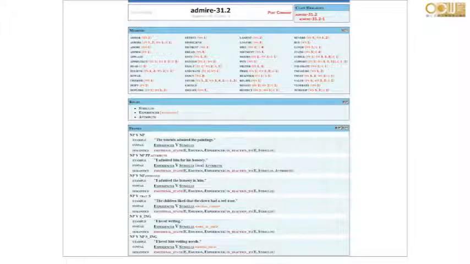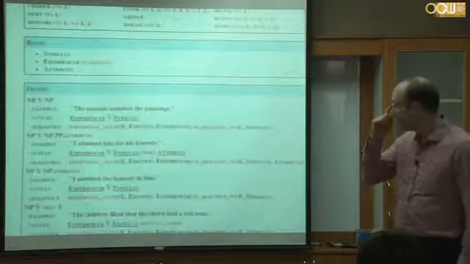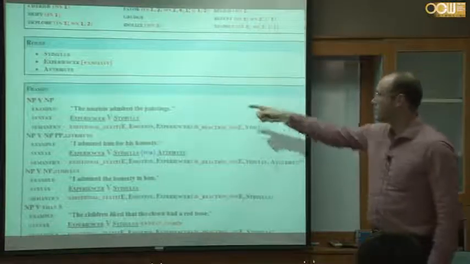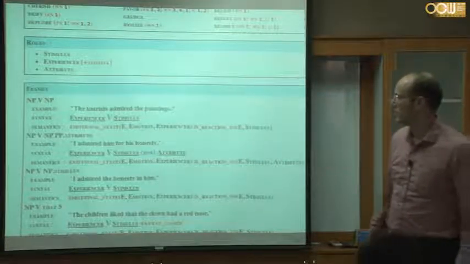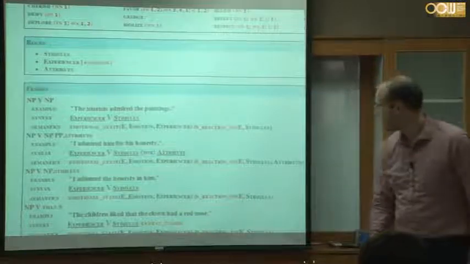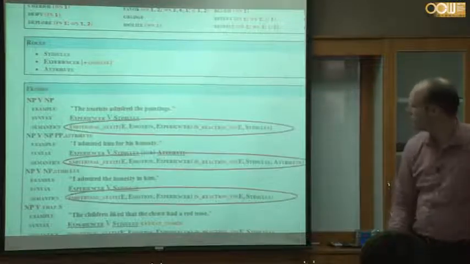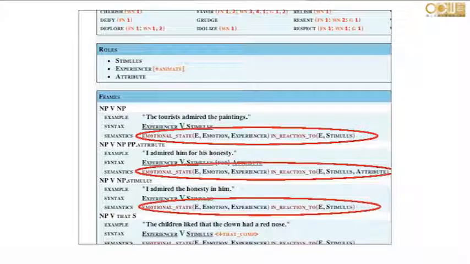So here's what an actual class looks like. On the website, you have a list of all the verbs in it, and then the various syntactic frames that those verbs can appear in. Let's zoom in on that. For instance, these verbs can appear in noun phrase, verb, noun phrase, or noun phrase, verb, noun phrase, prepositional phrase. I also want to show you they've actually written down a semantics here. So the tourist admired the paintings involves an emotional state, which is some particular emotion and the person experiencing the emotion, and it happens in reaction to some stimulus.